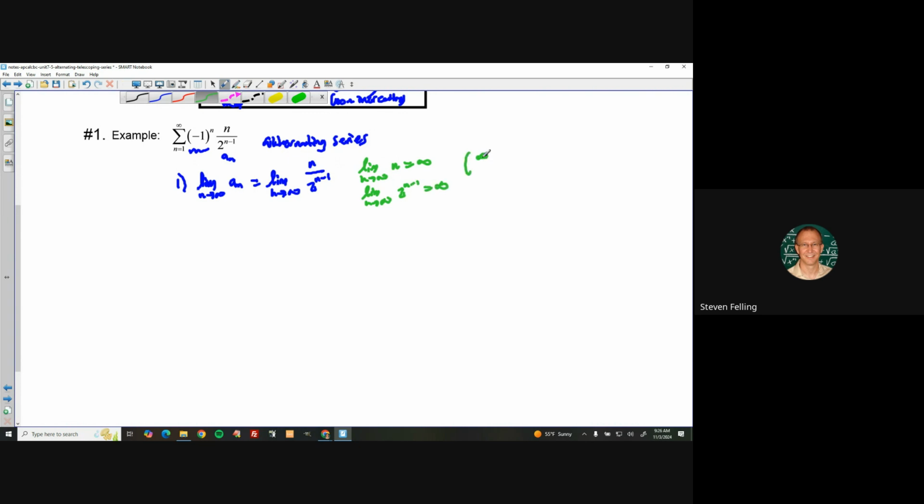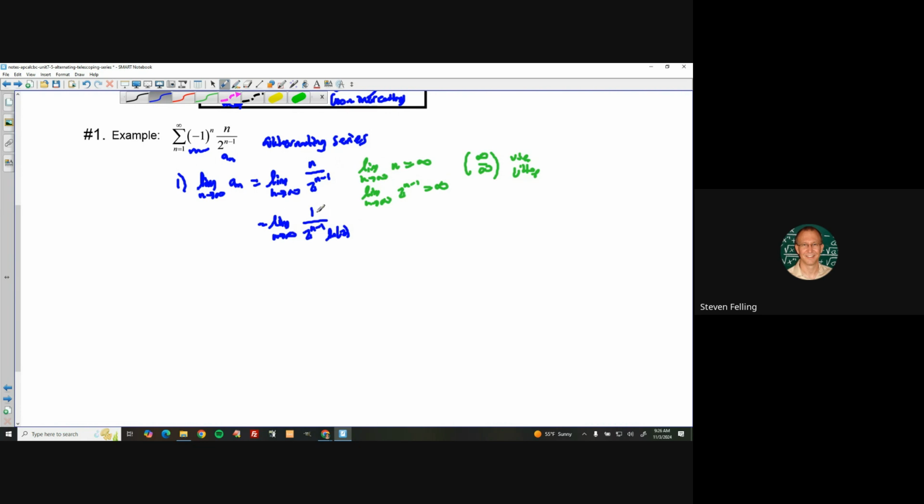So we have infinity over infinity, which means we can use L'Hopital's rule. This is equal to the limit as n approaches infinity of the derivative of the numerator, which is 1. And the derivative of the denominator is the copy times the natural log of the base, because it wasn't e, times the derivative of the inside, which is 1.